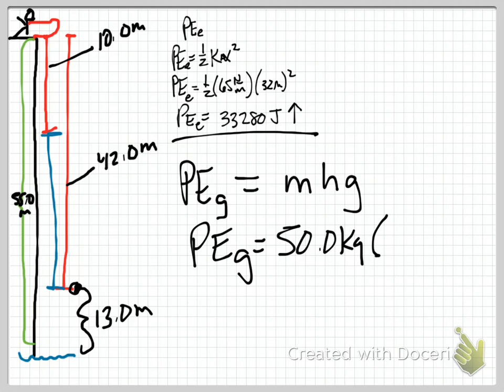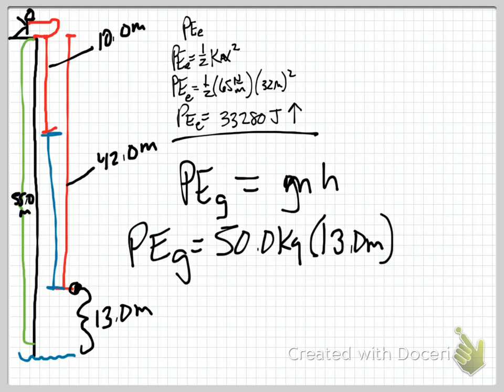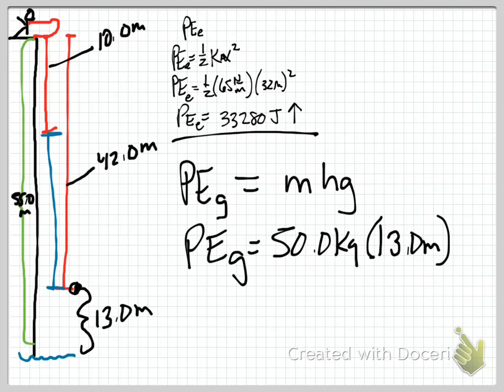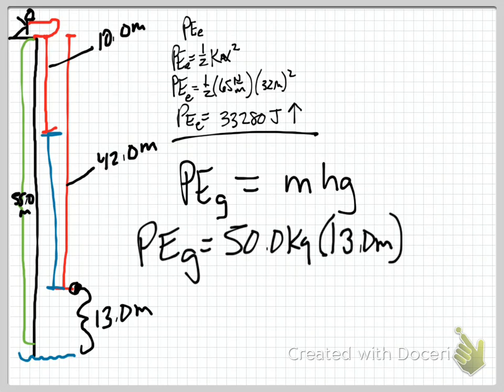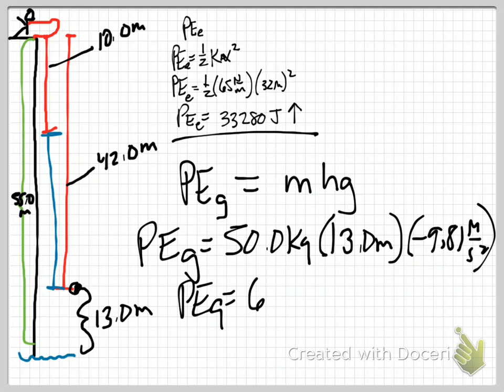Your height above the river is 13 meters, and of course we've got gravity at 9.81 meters per second squared. There were some questions about how to handle this. If we leave this as a negative, I'll show you what we get, and it makes perfect sense. Using that, we get a potential energy due to gravity of -6,376.5 joules, and that would be downward.